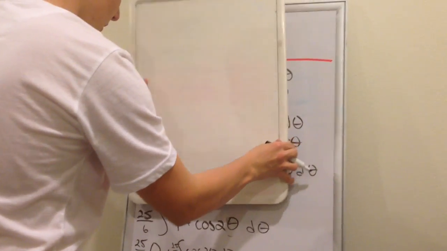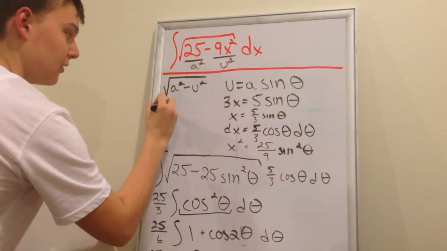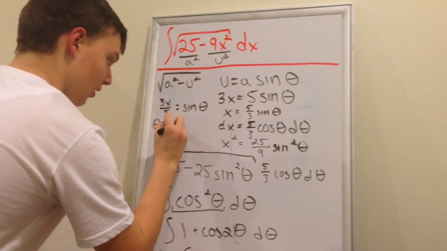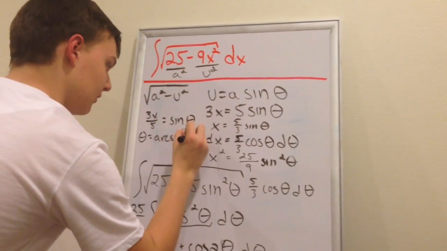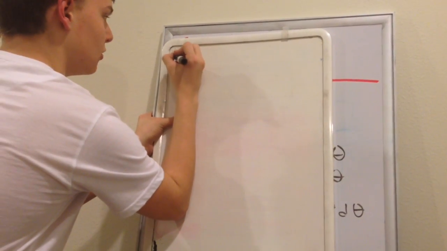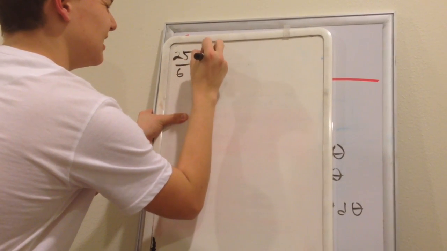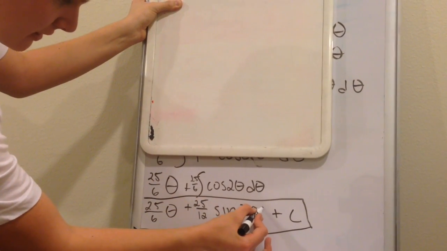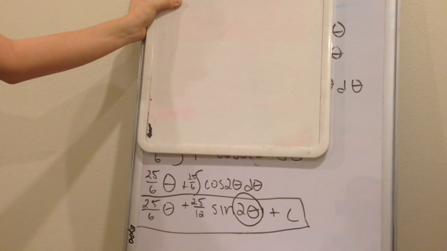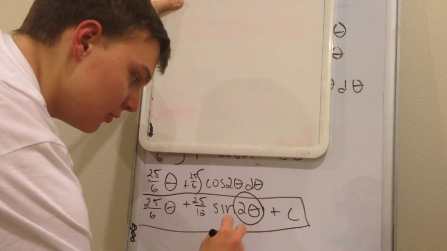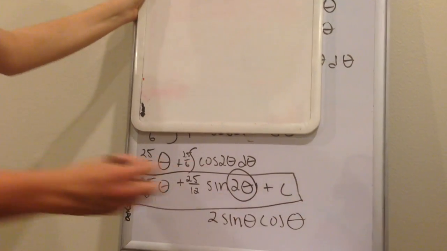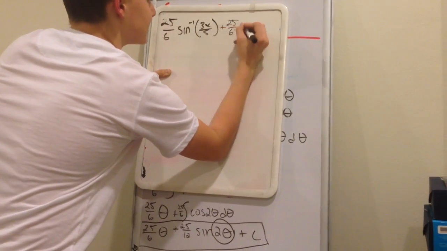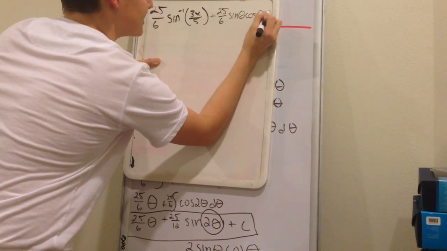So from there, we see that 3x over 5 equals sine theta, meaning theta equals the arcsine of 3x over 5. So we have 25 over 6 times inverse sine of 3x over 5. And here we need to manipulate this, getting rid of our 2 theta. To do so, we're going to use our trig identity: sine of 2 theta equals 2 sine theta times cosine of theta. So we plug that back in there: plus 25 over 6 sine theta cosine theta plus c.